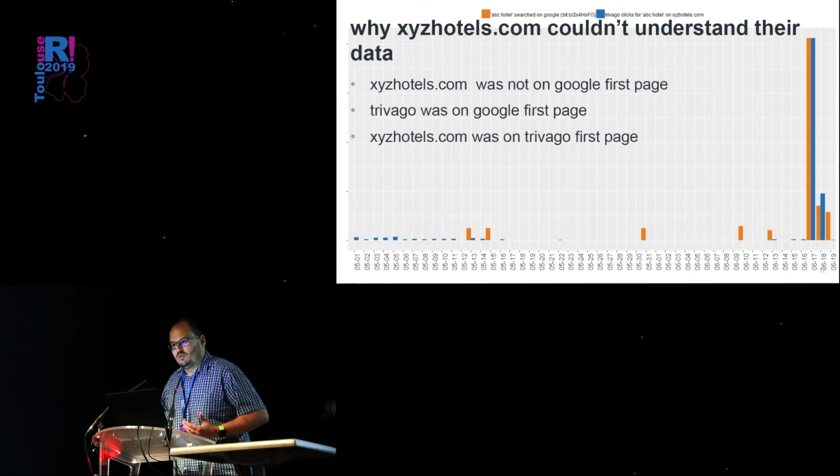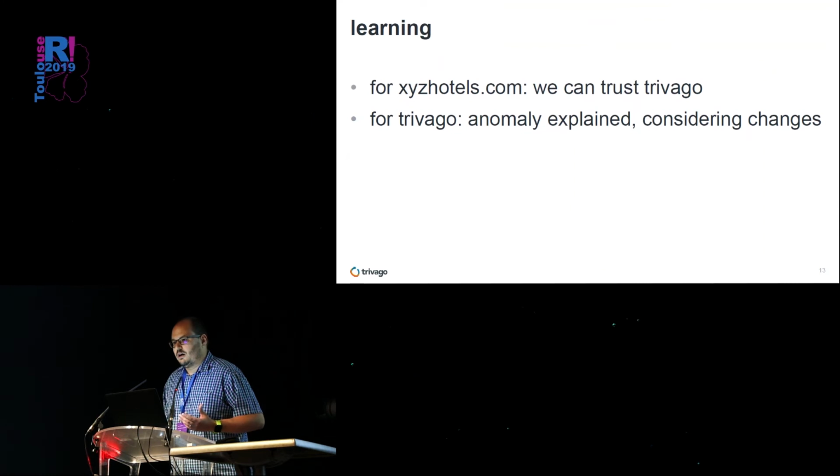xyz.com was not able to investigate it because they are not on Google first page. Trivago is on Google first page. They are not. They have very, very different data and experiences. So what is the learning from this case? For xyz.com, they learned that they can trust Trivago because we were able to explain what has happened and give them proof. For us, we found something new, and maybe we should change something.